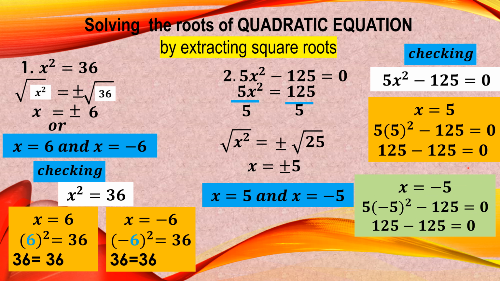What if we use x is equal to negative 5? If it is negative 5, then 5 times the negative 5 raised to the power of 2 will become positive 25. Times 5, it will be 125, minus itself, it will be 0.